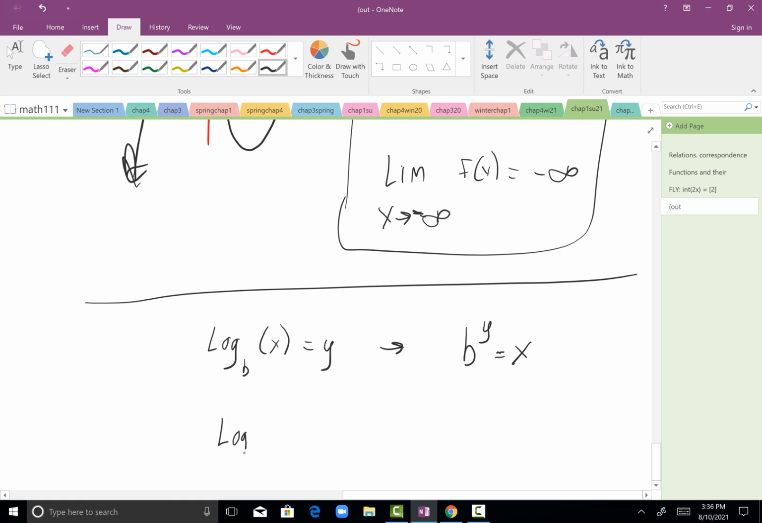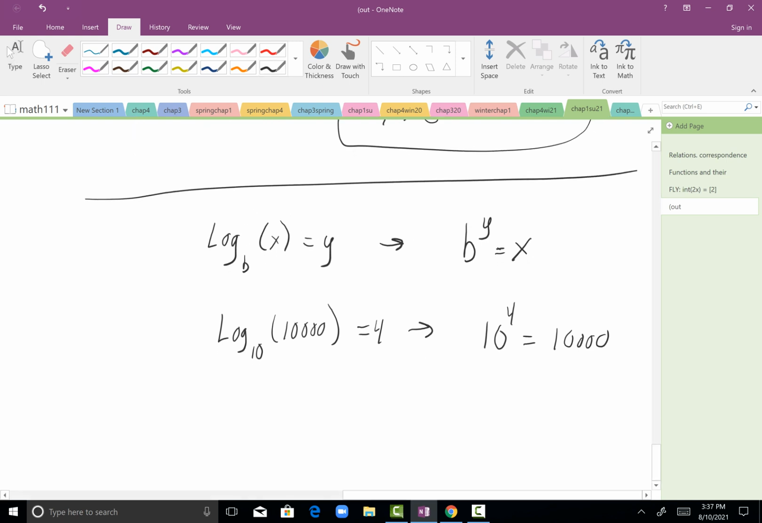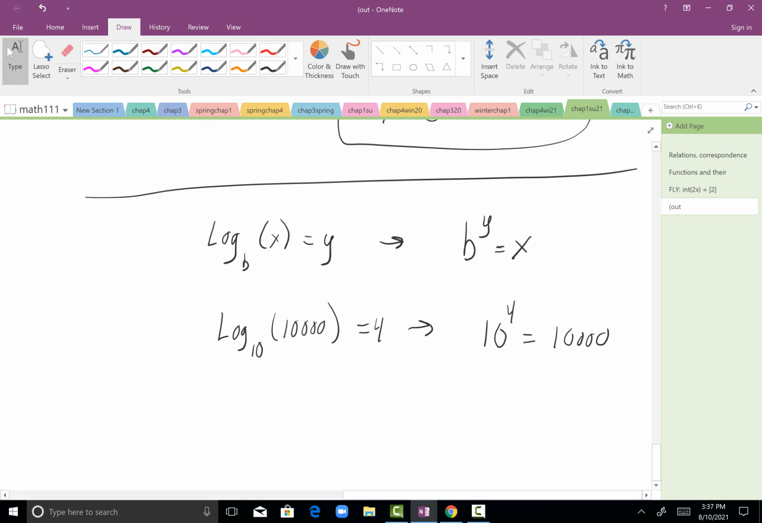If I go to log base 10 of 10,000, that's equal to 10 to the 1, 2, 3, 4, right? So then that means that 10 to the 4th is equal to 10,000. All right, that's what the definition of a logarithm says. And that's what's important when you are doing problems with logarithms.